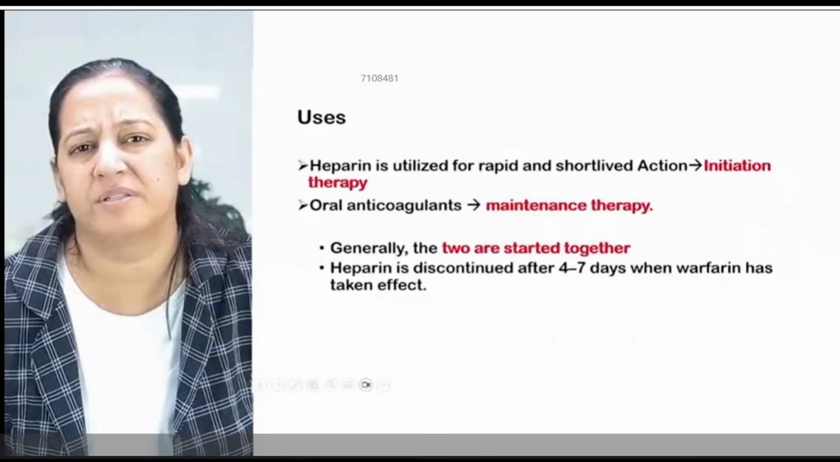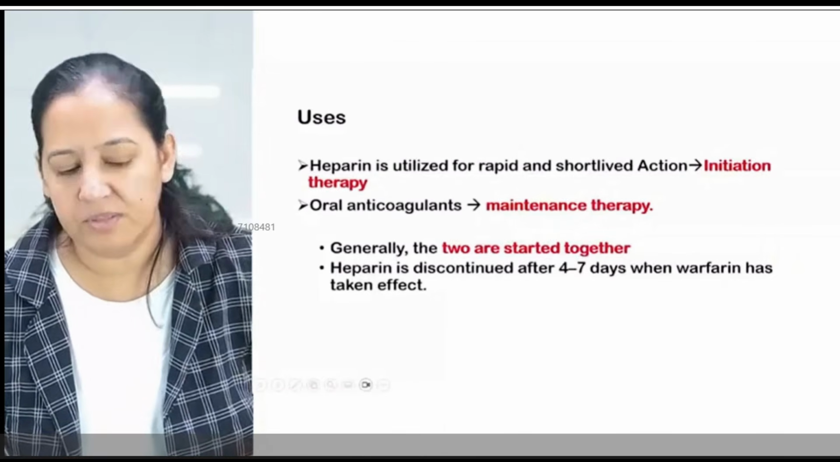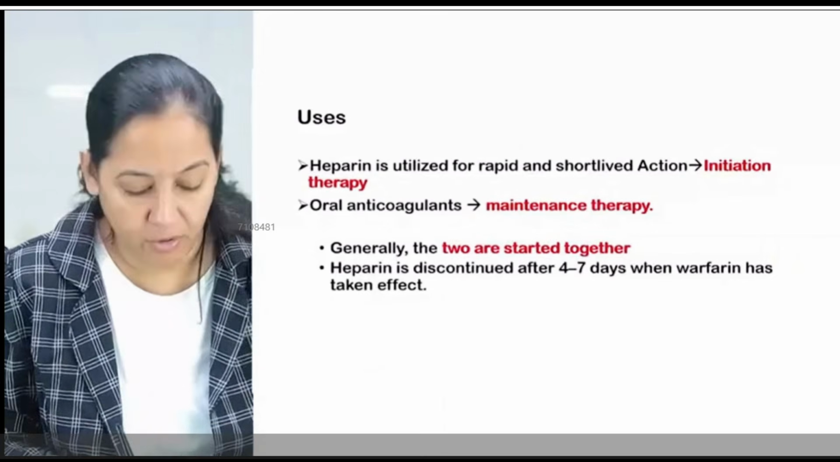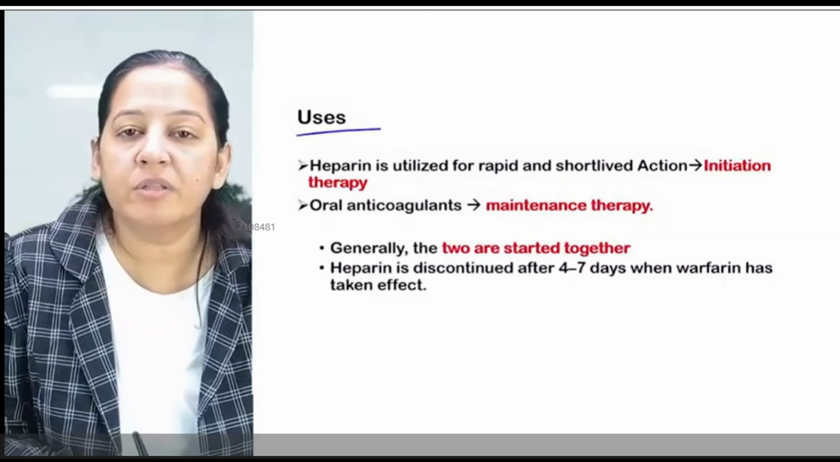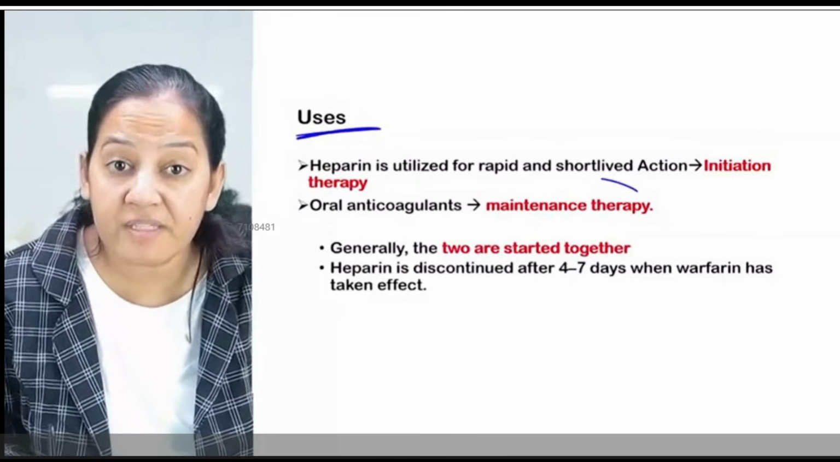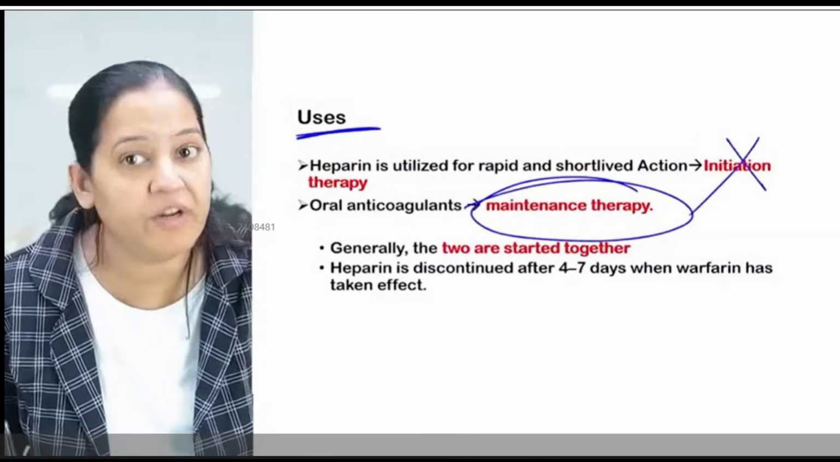How many of you got it? So this is what I taught you till now. If you are not responding, let me proceed. So coming to the uses. Warfarin is given for maintenance therapy, not for initiation therapy.